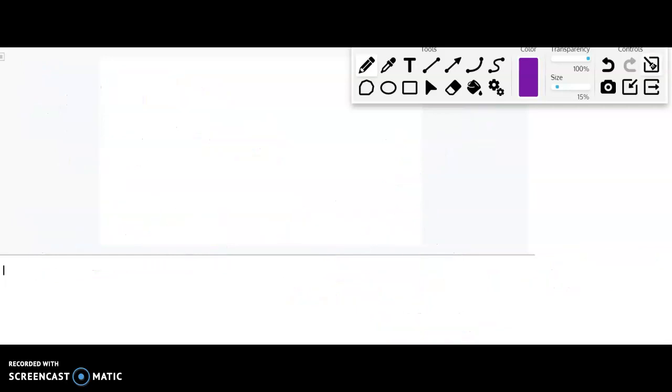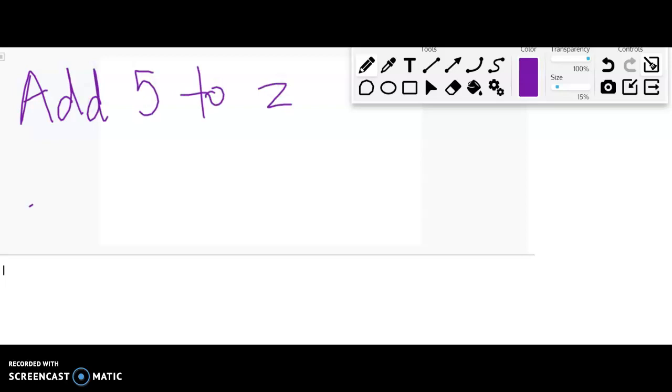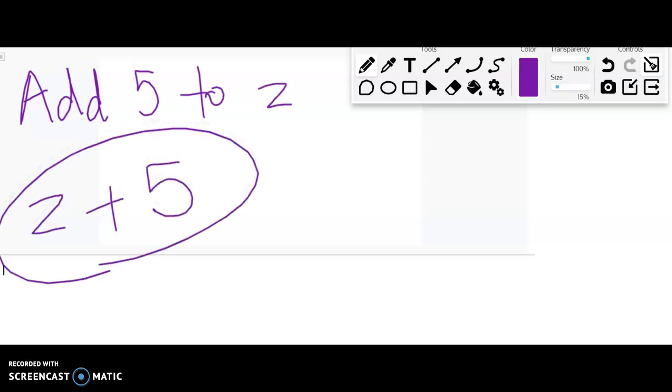Now, for this assignment, you are going to be writing algebraic expressions. So it might say something like add 5 to z. Okay, so I'm going to start with z. I'm going to add 5. That is my answer. It's not just a number, it's not just a letter, it's an expression.